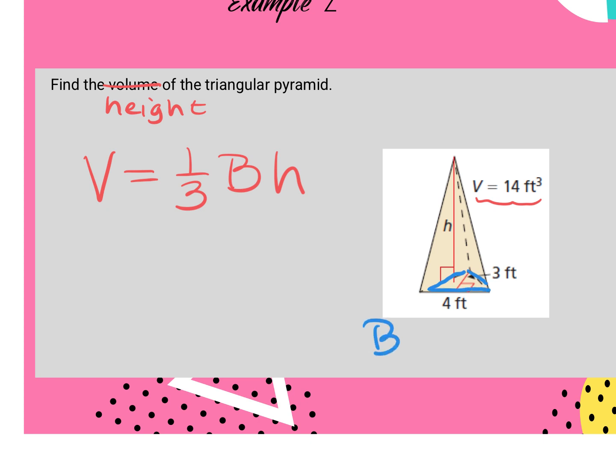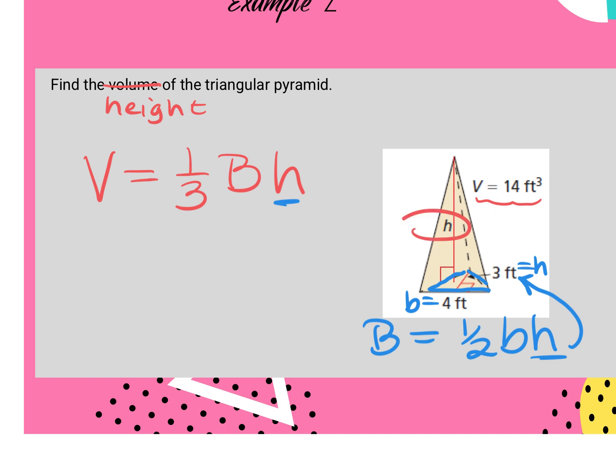So my base, the capital B, is 1/2 base times height. Notice this H and this H are different. This is the height of the triangle base. So this will be my base of the triangle. This will be the height of my triangle. And what I'm solving for is the height of the pyramid.